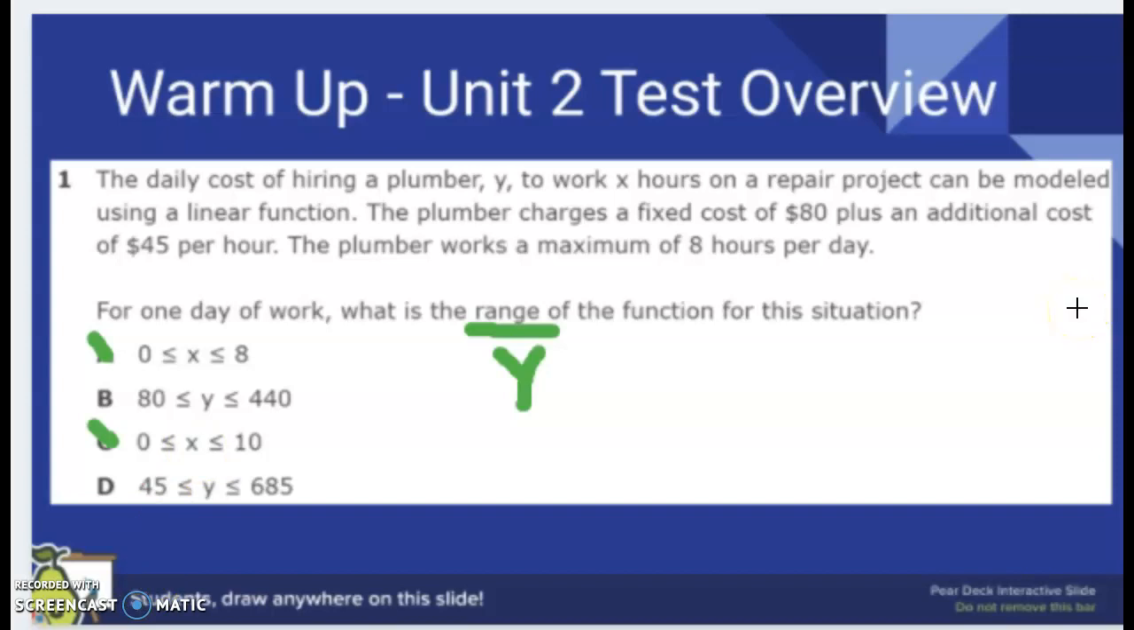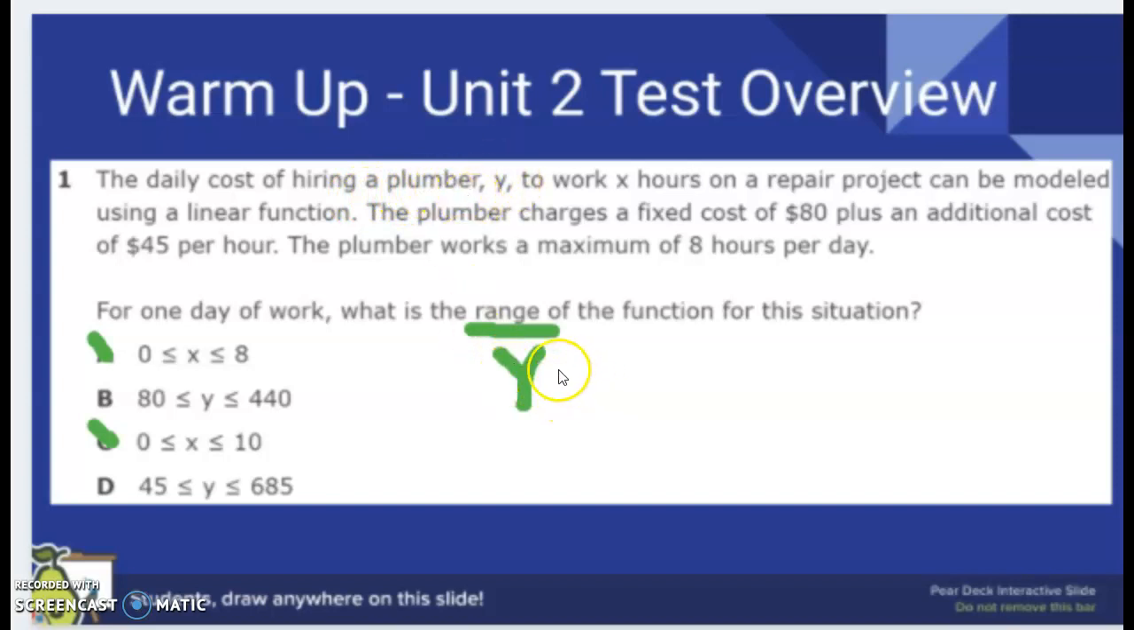Okay, I skipped over steps, but you should definitely follow your checklist, the checklist that we use to determine domain and range from real world problems. So you should read your problem carefully. Then you've got to organize your information, based on what they gave us. So if I want to identify what the y values are, if I look in my word problem, I can see that the daily cost of hiring a plumber is the y.